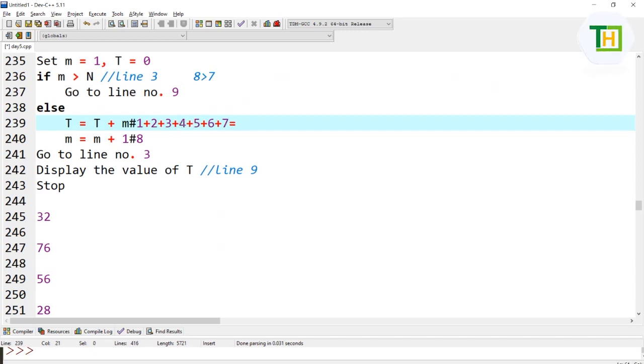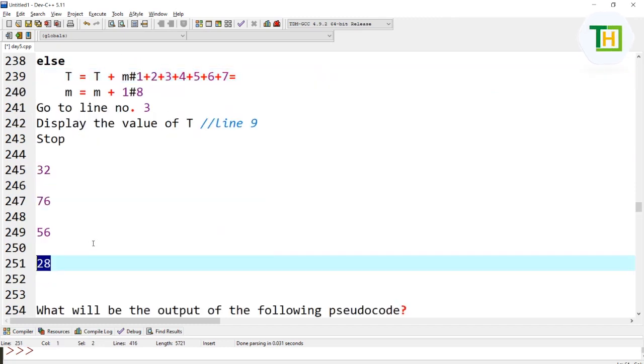18 plus 4, 20. 22 plus 3, 25. 25 plus 3, 28. The answer is going to be 28 here. The answer is going to be 28.